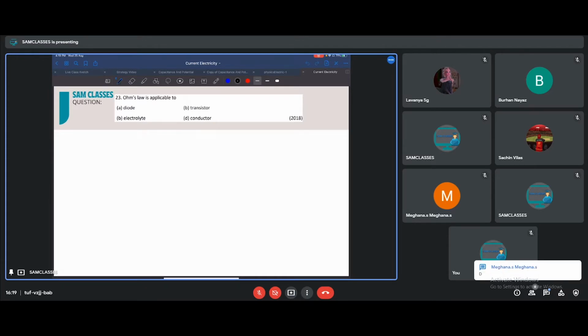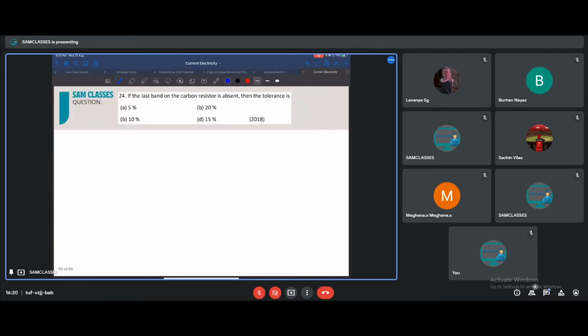Okay, Meghna ma'am, D answer. Okay, what about others? Looks like a straight, simple answer. So it's a D, direct. What is it? Ohm's law is applicable to conductors.